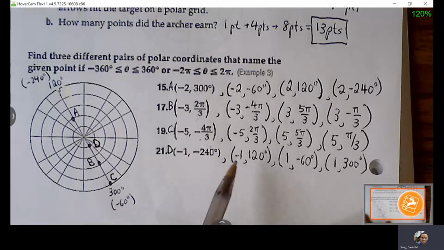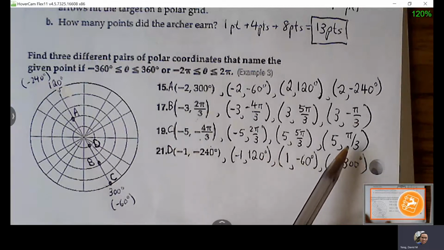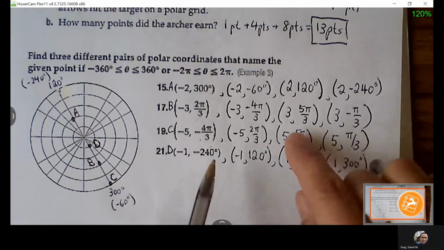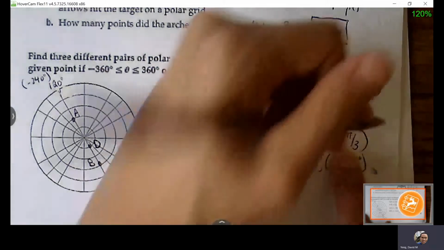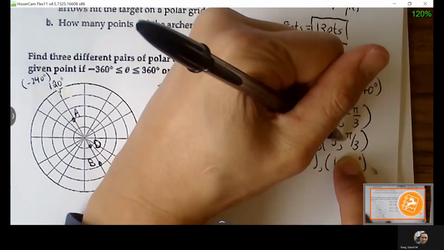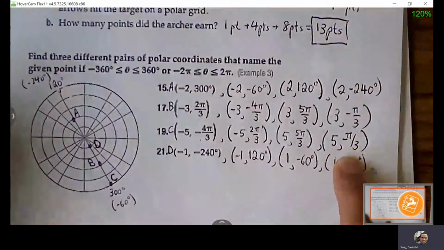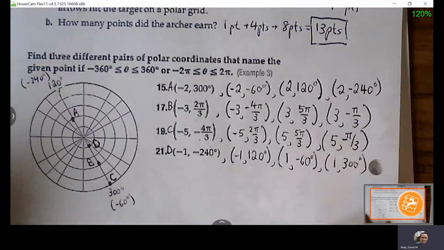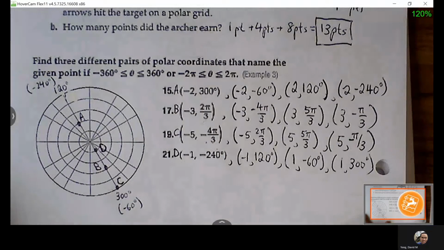Aren't you using the -pi over 3 or the? Oh, this one here? Yeah. Yes, thank you. This should be -5 over 3. Okay, any questions here?